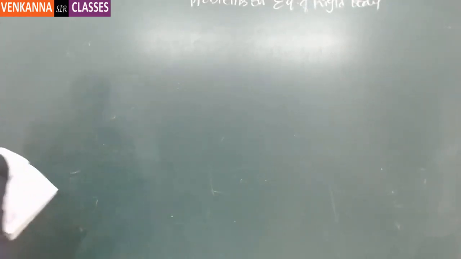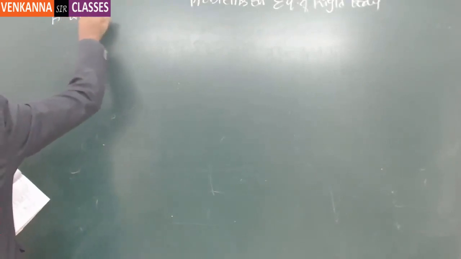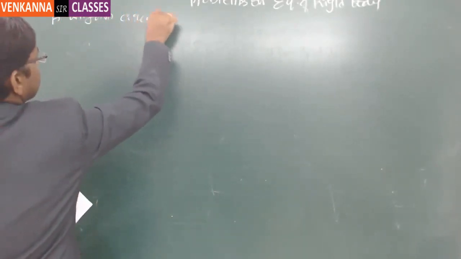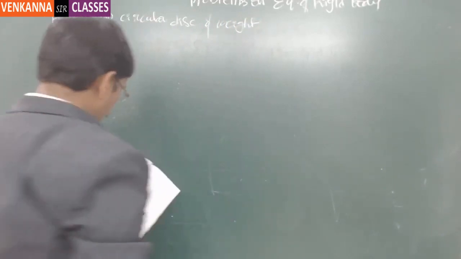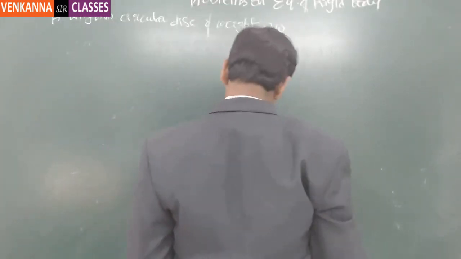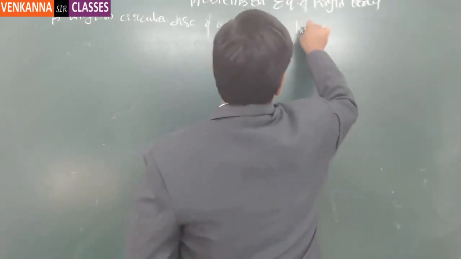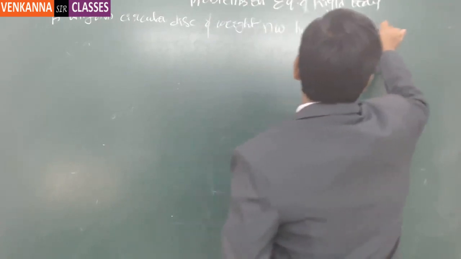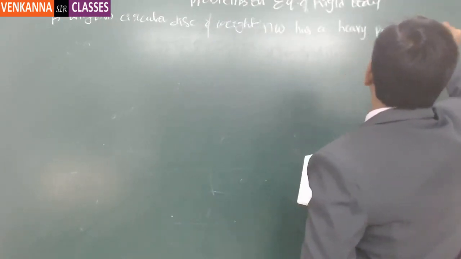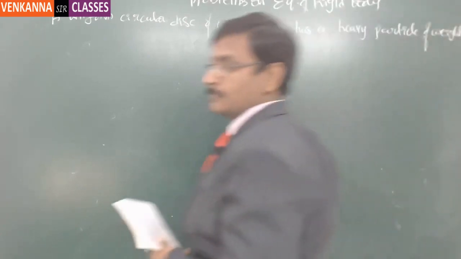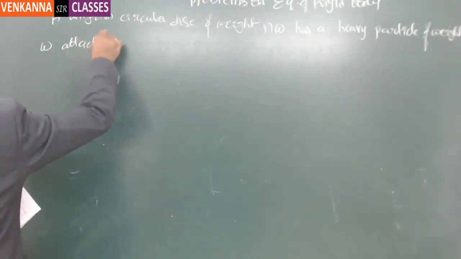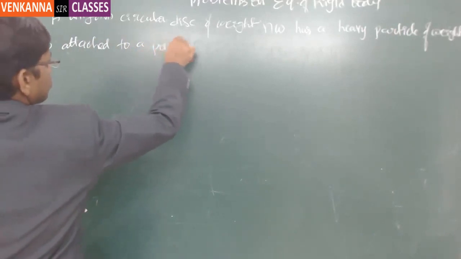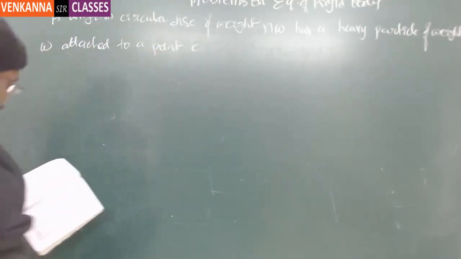A uniform circular disk of weight nW has a heavy particle of weight W attached to a point C on its rim.